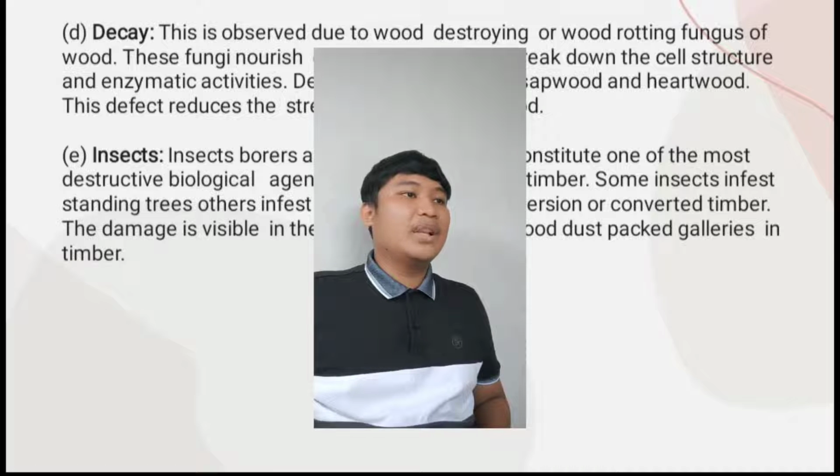Number five, insects. Insects, borers and termites together constitute one of the most destructive biological agents causing defects in timber. Some insects infest standing trees, others infest felled logs long before conversion, or converted timber. The damage is visible in the form of tunnels and wood dust-packed galleries in timbers.